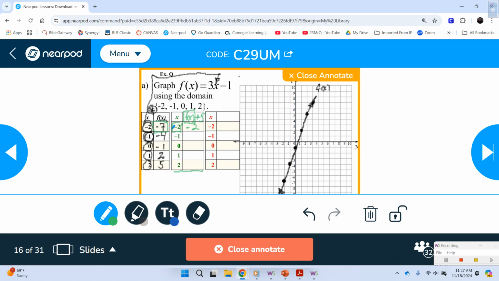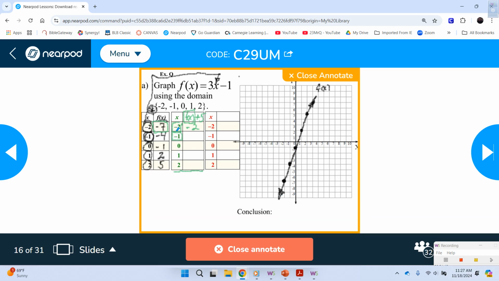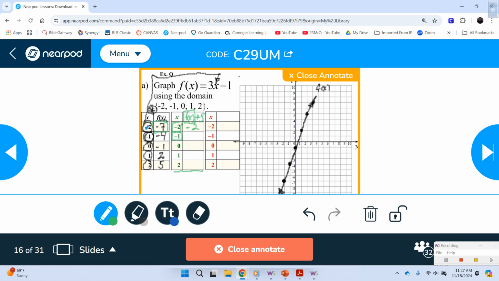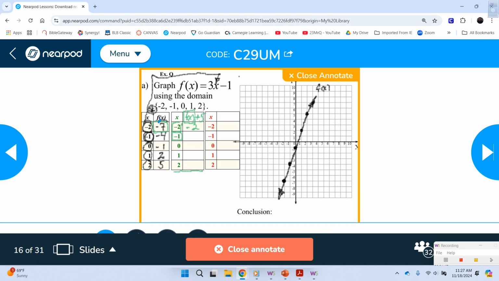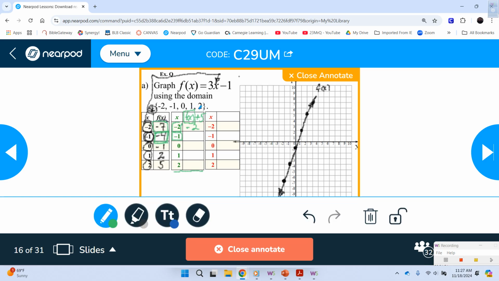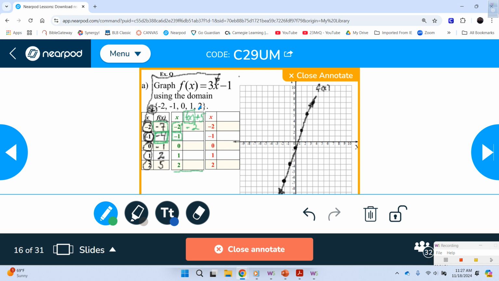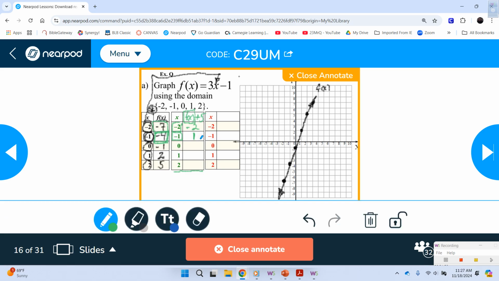Let's do the next one. F of x plus 5, but now we're looking at the original f of x when x was -1. What was the f of x? -4, right? So what is -4 plus 5? 1. That is correct. +1.